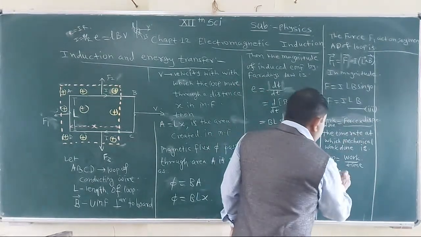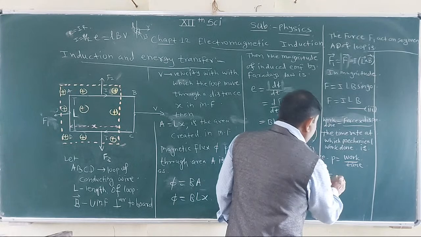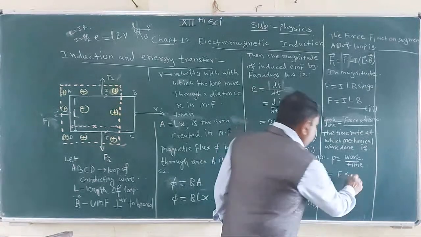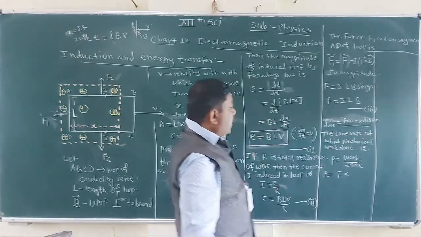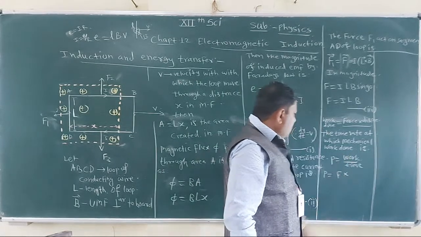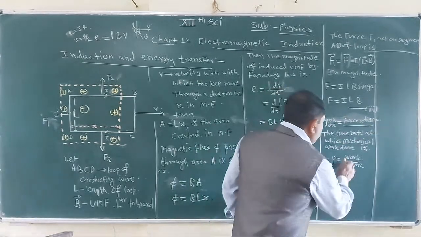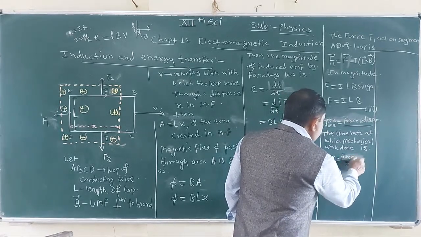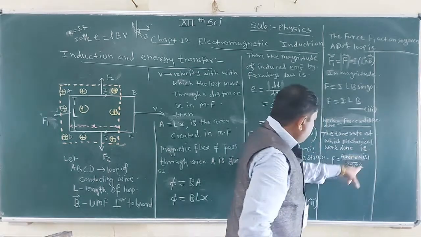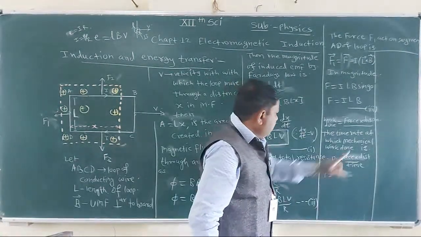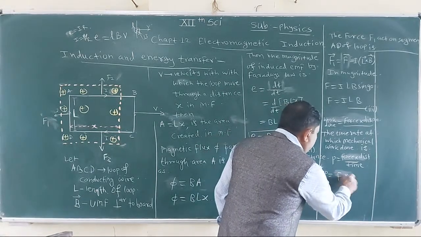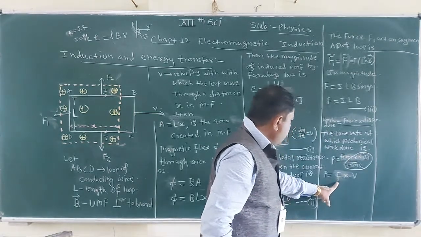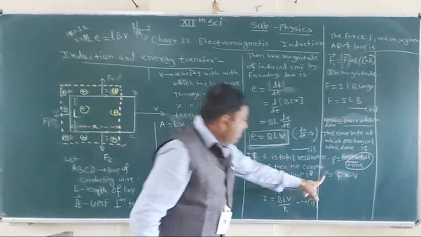So power is equal to work upon time, that is force F into displacement. Work is equal to force into displacement, and displacement upon time is a velocity. We can write it as F into v, that is, displacement upon time is v. So force is F, power is Fv, and that is mechanical power.